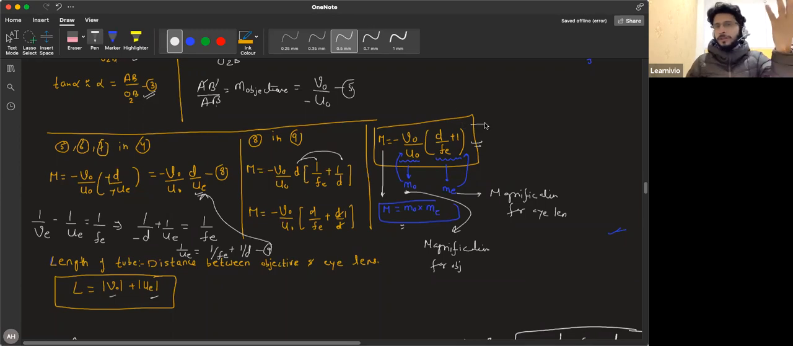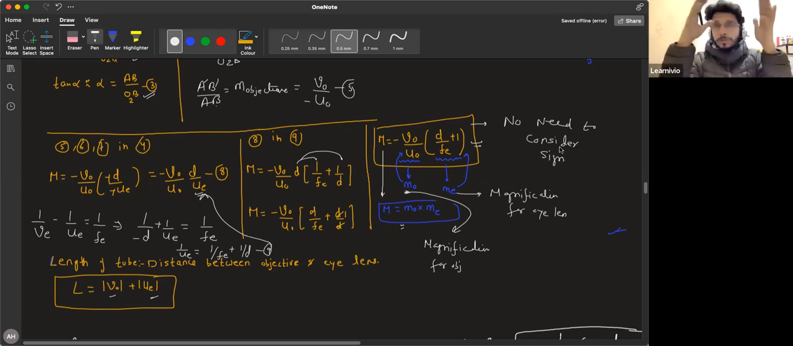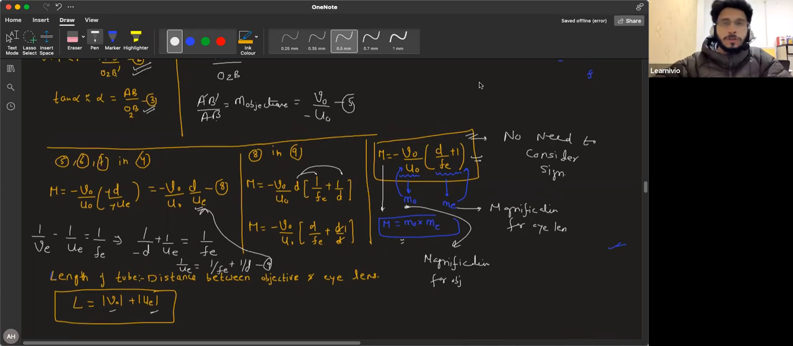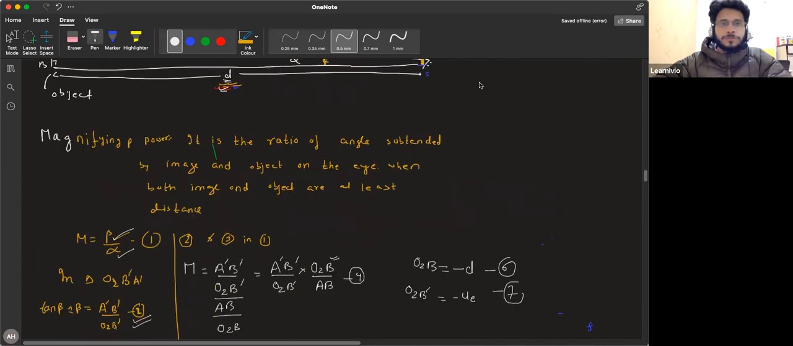Another important thing, it is not a general formula. So no need to consider sign convention. When you use this relation in a numerical, no need to consider any sign. It's a particular formula which is valid for compound microscope only. This is valid for a particular case of compound microscope. So no need to consider sign, just use this relation. Please note it down.